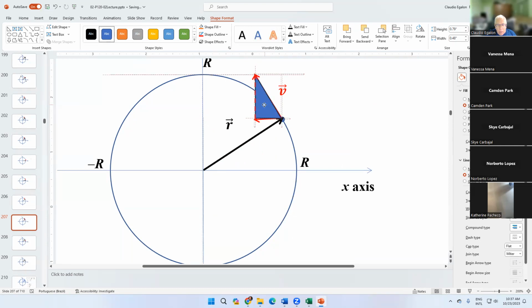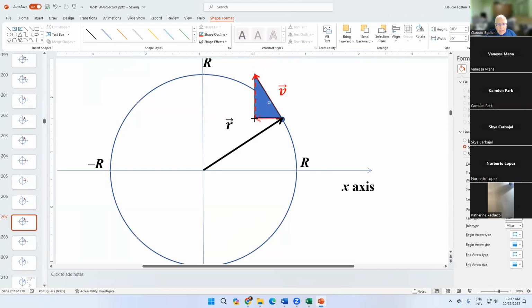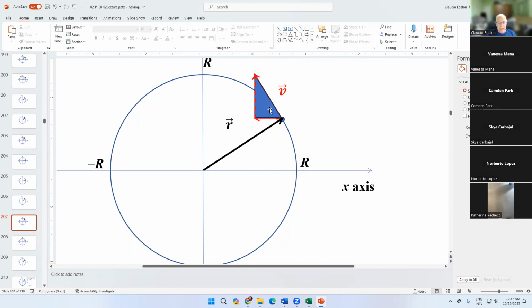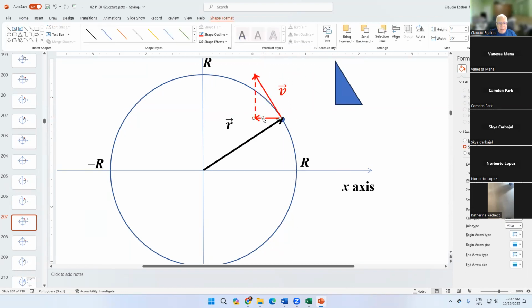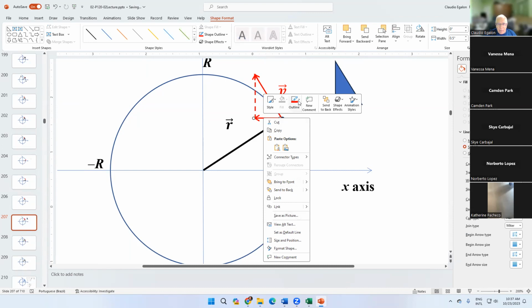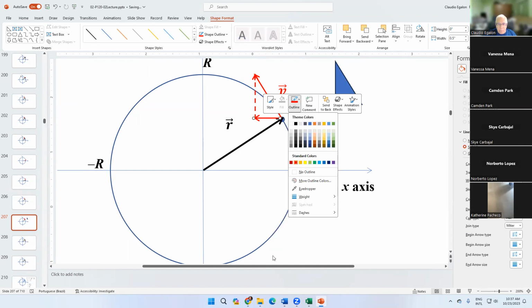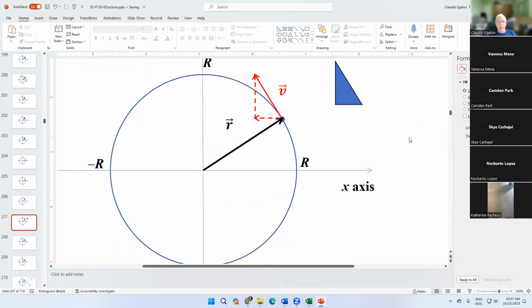Not yet. What about now? Yeah, now we got it. Okay. I'm gonna dash this guy as well. It's very important that you do the same thing right by hand, right? This angle here is theta. So this angle here must be theta as well.